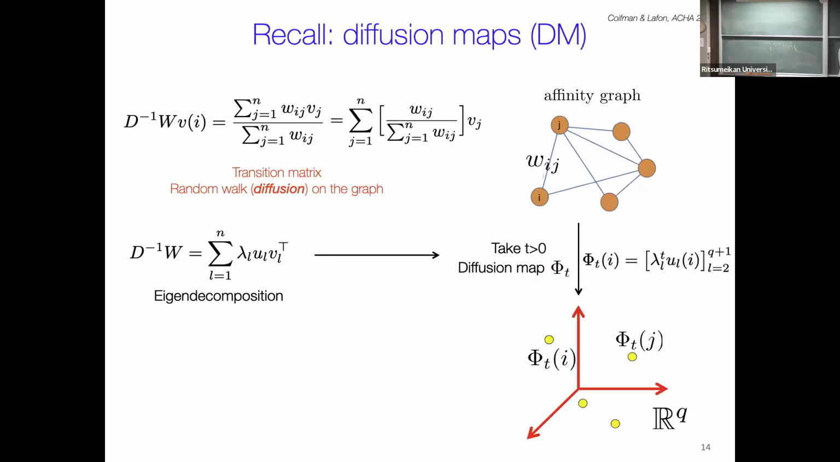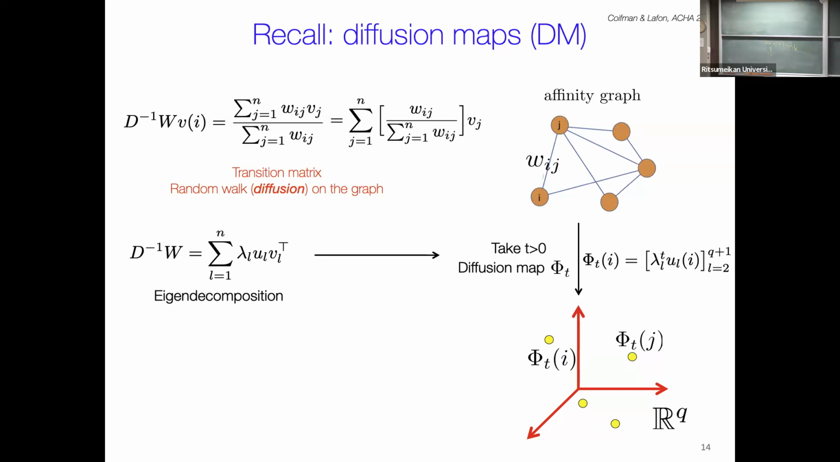Then once you have the eigendecomposition, you can take some diffusion time t and define a diffusion map. The diffusion map is defined by taking the eigenvalues raised to power t and using the ith entry of the first q eigenvectors, right eigenvectors actually.